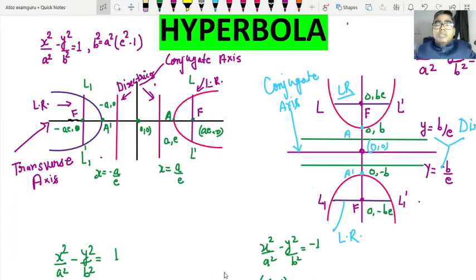Today we will discuss the hyperbola topic of coordinate geometry. So let us see. If we talk about hyperbola, there are two types of hyperbola. First is the left hand side, which is represented on the screen, and the second one is on the right hand side. It is the conjugate of the first one.